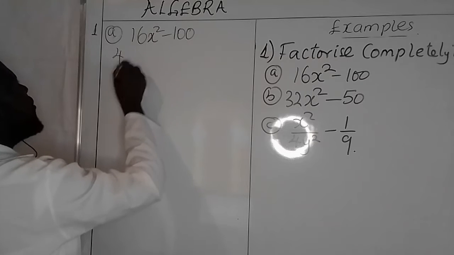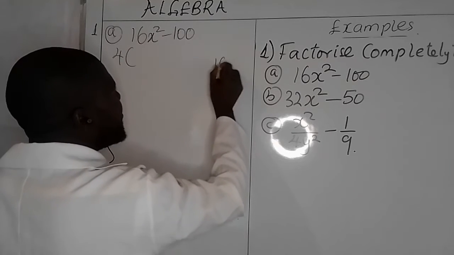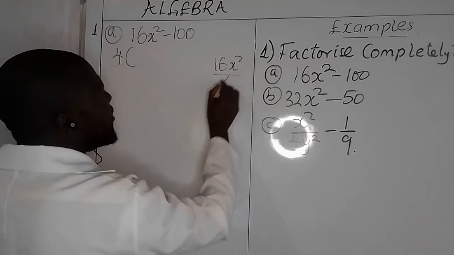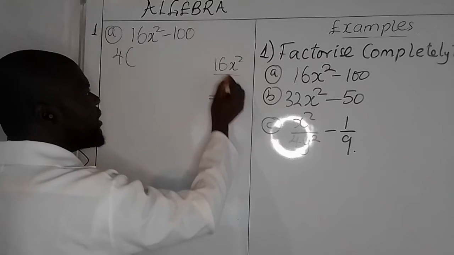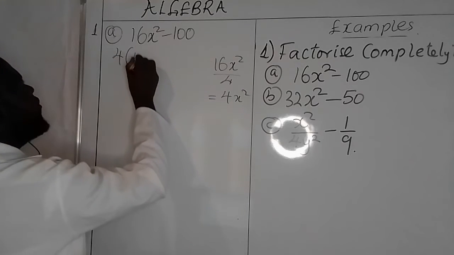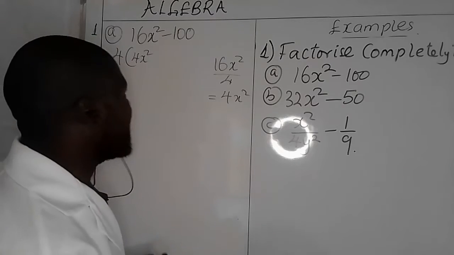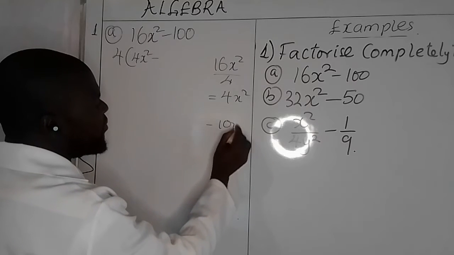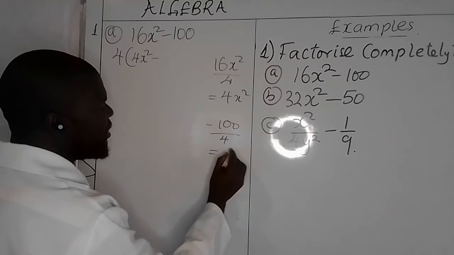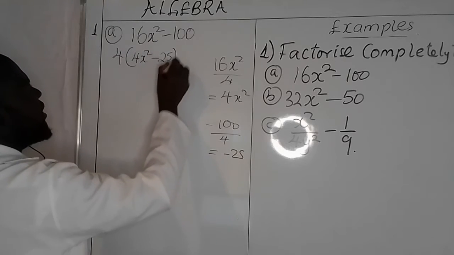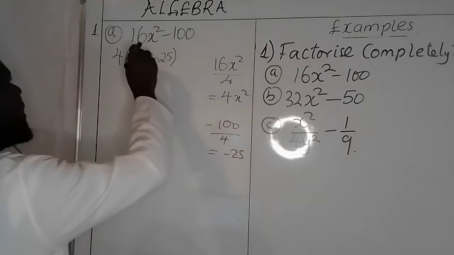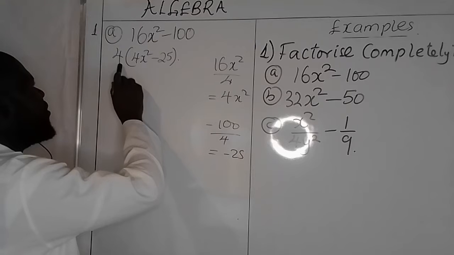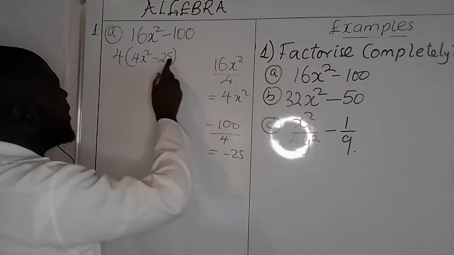So if we factorize 4 from this term here, it's the same as dividing. So we shall get 4x squared. Okay? And when we factorize 4 from 100, we shall get negative 25 here. So factorizing this algebraic expression gives us 4, and in brackets, 4x squared minus 25.